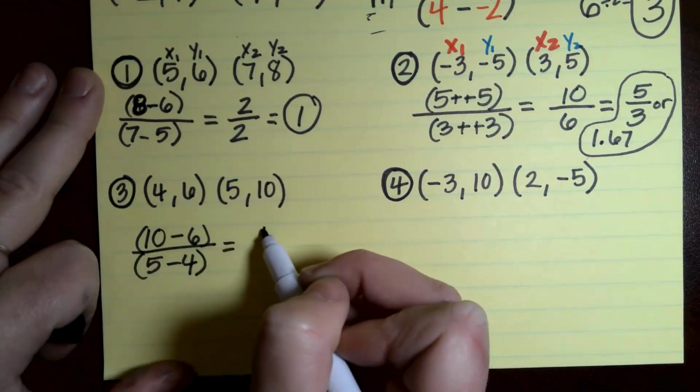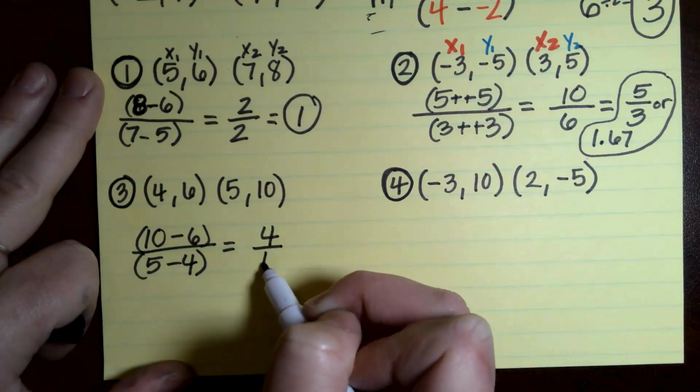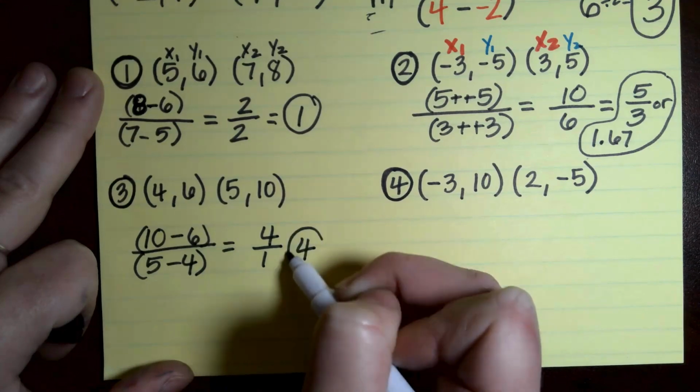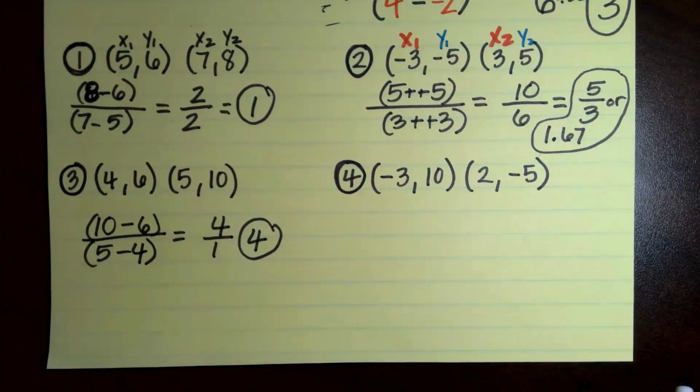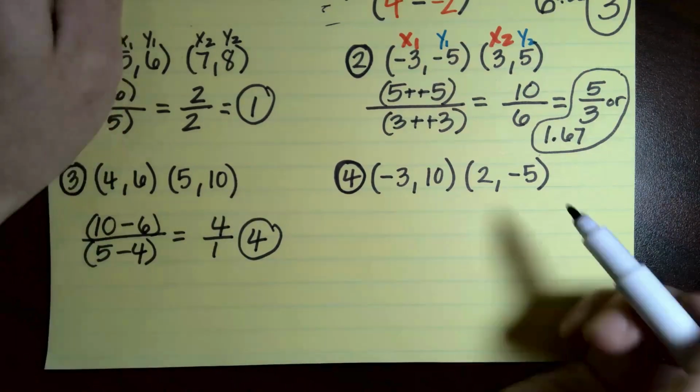10 minus 6 is 4. 5 minus 4 is 1. Our slope is 4. Very nice. Very nice, guys. Okay, let's look at number 4.